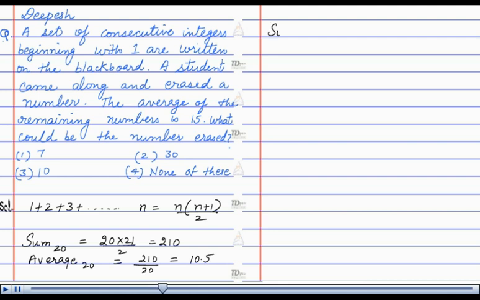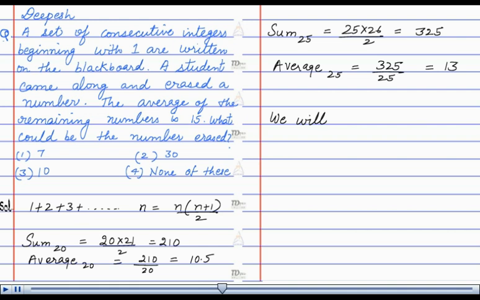Similarly, the sum up to the first 25 terms would be given by 25 into 26 upon 2, which is equal to 325, and hence the average up to the first 25 terms would be given by 325 upon 25, which is equal to 13. If we go on in a similar way, we observe that we will have to go till 30 to get the average as 15.